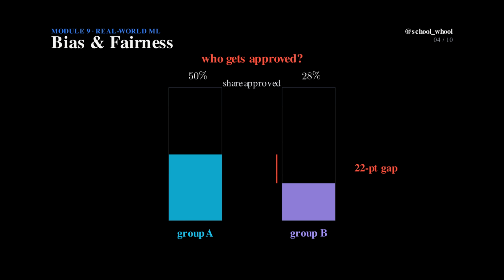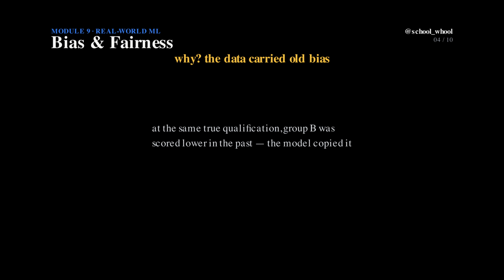Where did that come from? The model learned from historical data that already carried bias. At the very same true qualification, Group B had been scored lower in the past, and the model faithfully reproduced that pattern. To really see it, let's open up Group B's outcomes in a small table.